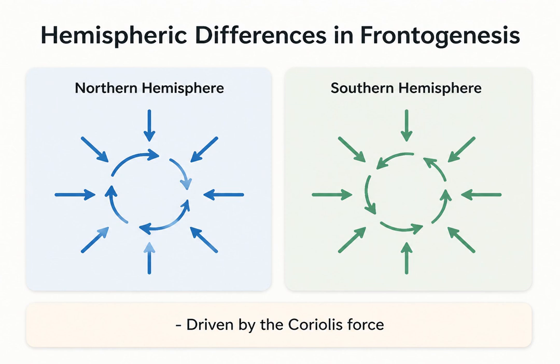The direction in which this convergence, or frontogenesis, happens depends on where you are on the globe. In the northern hemisphere, the convergence of air masses happens in an anti-clockwise direction. Conversely, in the southern hemisphere, it happens in a clockwise direction. This rotational difference is entirely due to the influence of the Coriolis force acting on the moving air masses.